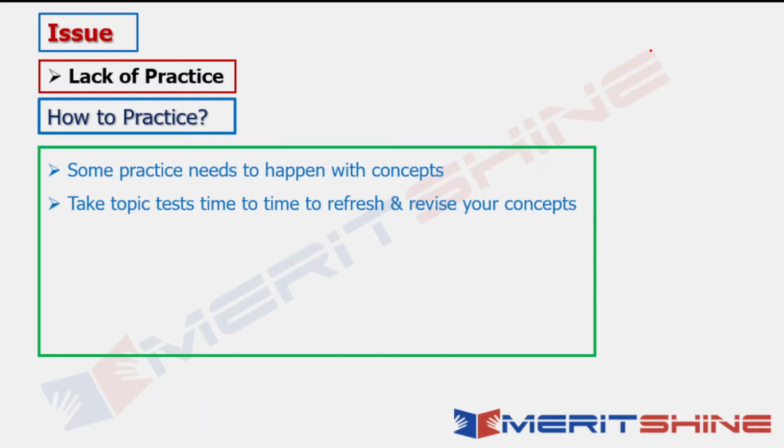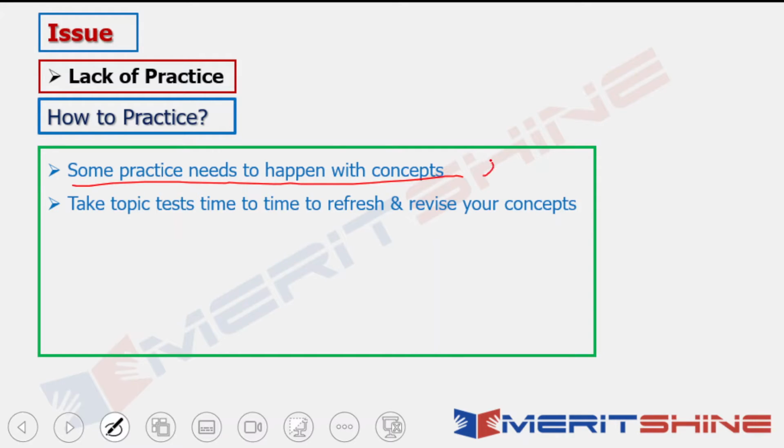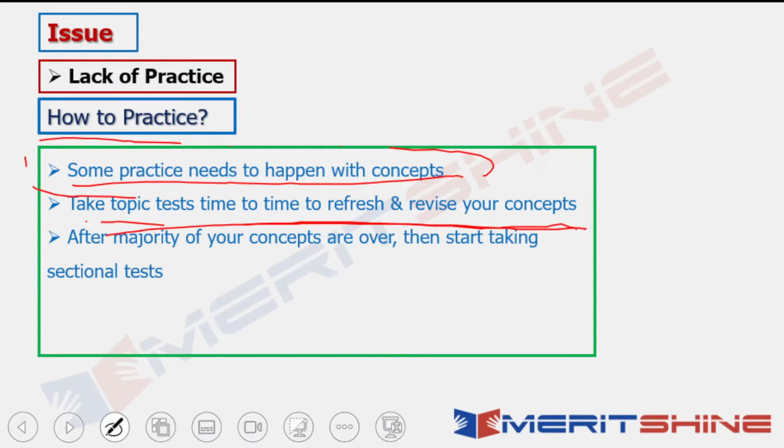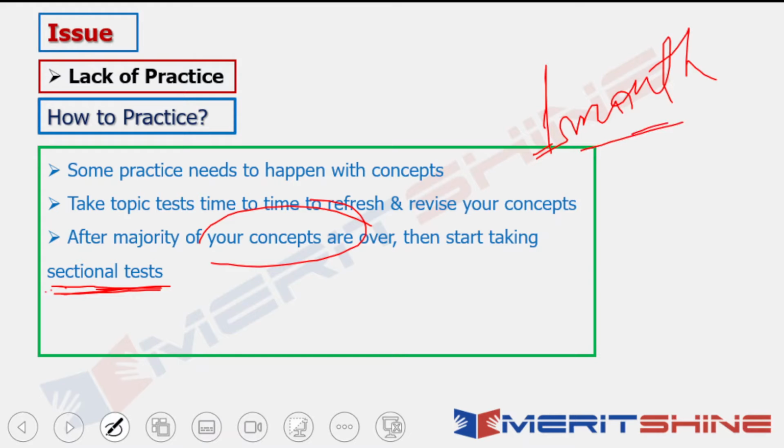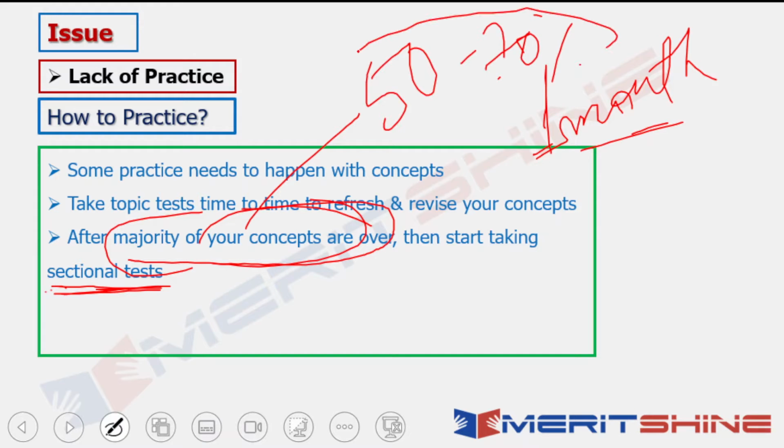you may tell me, sir, we are done with concepts because we have been preparing for a long time. So then what should we do? Say for you this part has happened. So you need to directly do this part or start from here, and you should also look forward to start taking sectional tests if the majority of your concepts are done. And if you are a starter now, then within 1 month your target should be to reach a level where 50 to 70% of the concepts are done, depending upon your speed.